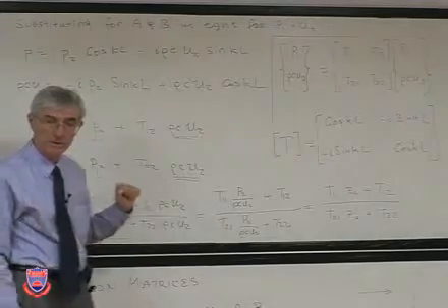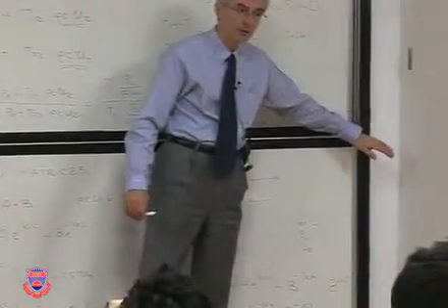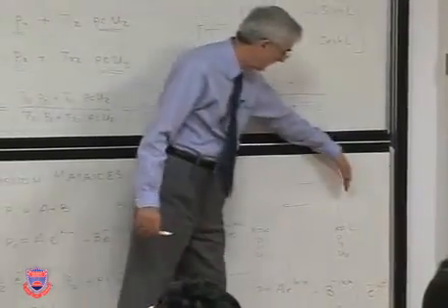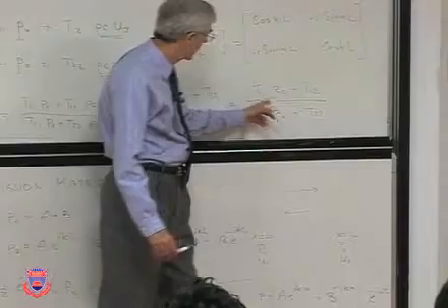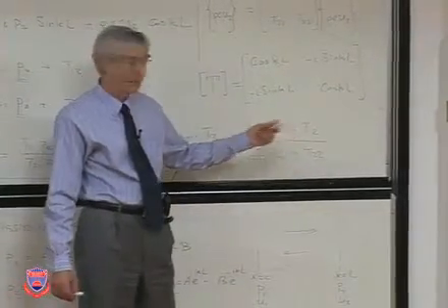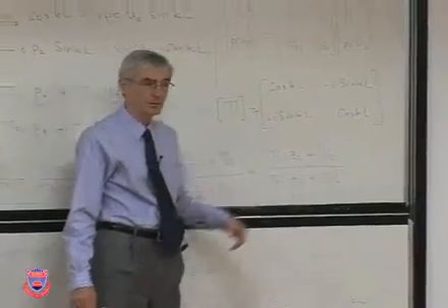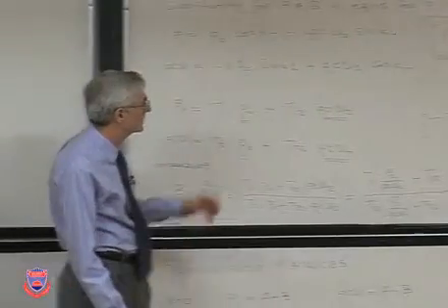Of course, let me just have your attention for a second. If you have just outgoing waves from this, from x equals L forward, then Z2 will be equal to 1. And you end up with Z1 equal to T11 plus T12 divided by T21 plus T22.